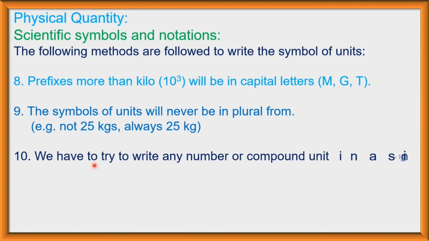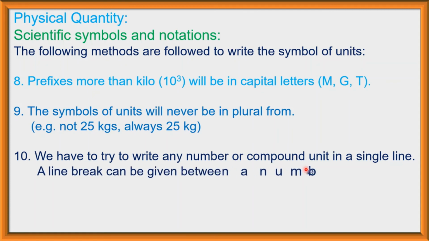We have to try to write any number or compound unit in a single line. A line break can be given between a number and a unit only if it is really necessary. So always we will try to write the number and unit in a single line. That is, 25 kilogram, with 25 in one line and kilogram in another line, should be avoided. We should write 25 and kilogram in the same line.